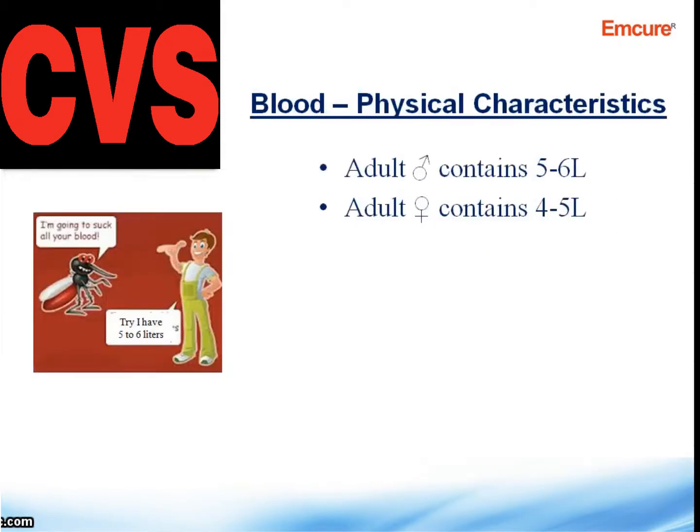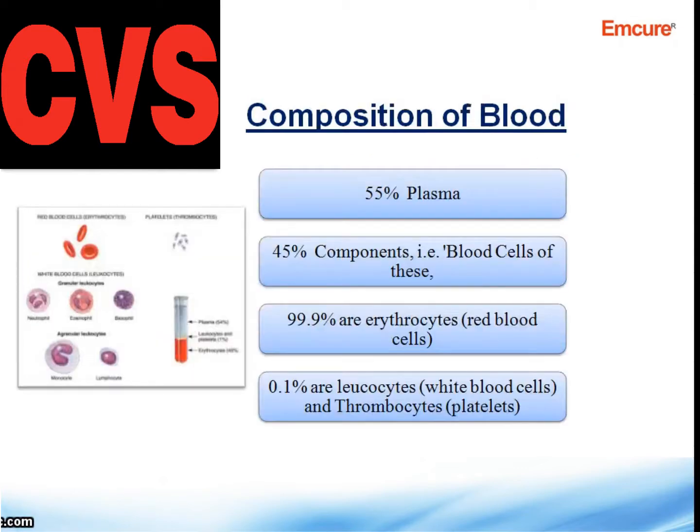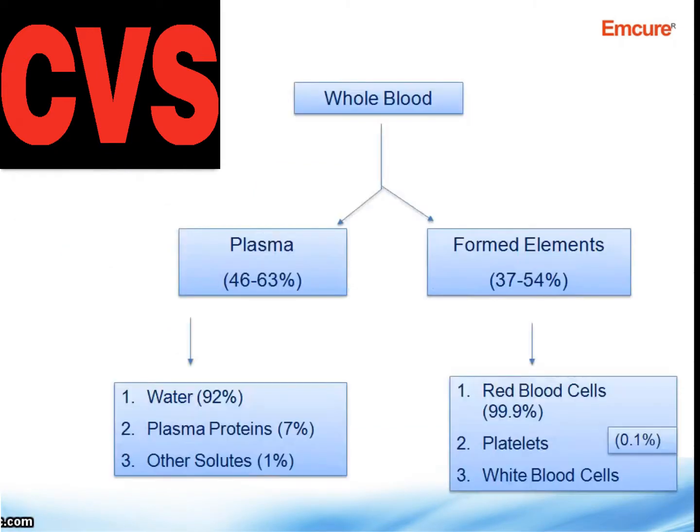An adult male contains 5 to 6 liters of blood, whereas an adult female contains approximately 4 to 5 liters. Well, the composition of blood is 55% plasma and 45% solid component, that is, it includes all the blood cells. Of these blood cells, 99.9% are erythrocytes, and you have 0.1% of leukocytes and thrombocytes. Well, again, this is a slide which is a pictorial depiction of the various components of the blood.